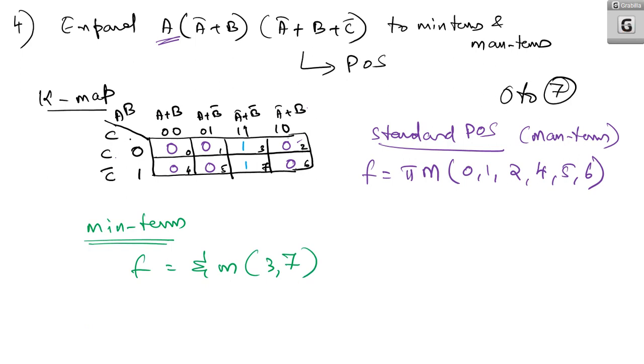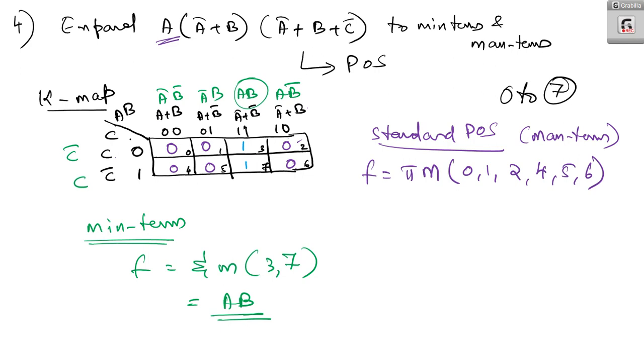So for min term, what do you do? This is C bar, this is C. This is A bar B bar, and then this is A bar B. This is AB, and this one is A B bar. Okay, so 3 and 7 means that is a single column. That means you will get AB. So the min term is f is equal to AB, that is sigma M of AB.